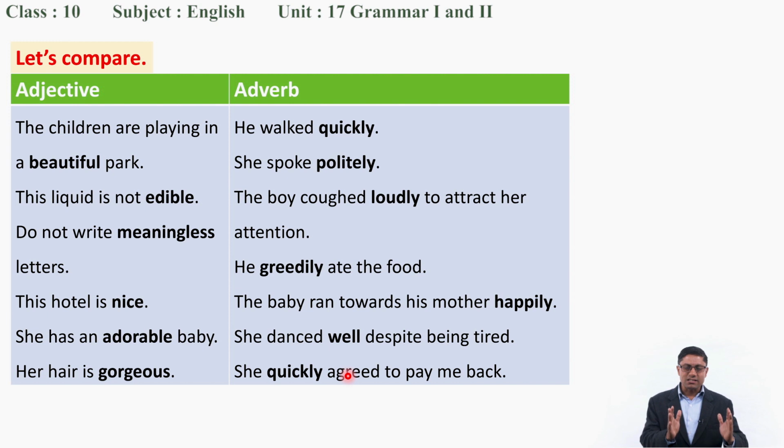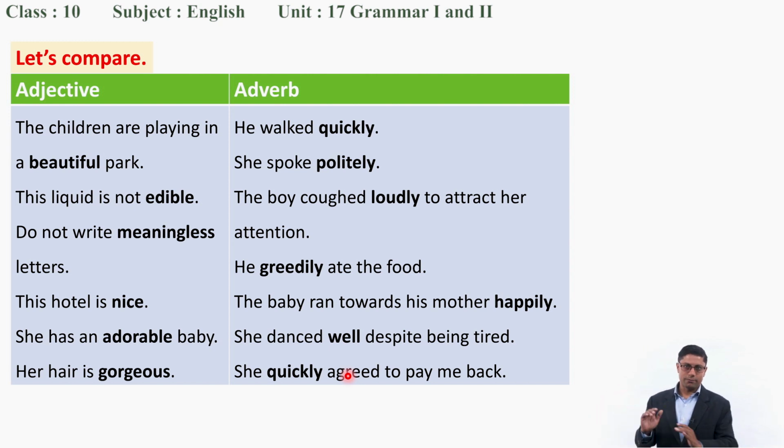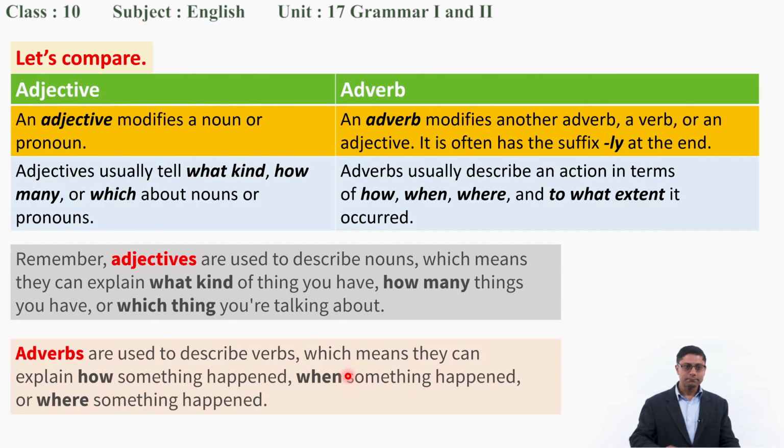So, in this way, adjectives modify nouns or pronouns. Adverbs talk about verbs, adjectives, or sometimes adverbs themselves. So that's the major difference. Let's look at these differences in detail. As we discussed earlier, an adjective modifies a noun or a pronoun. Similarly, an adverb modifies another adverb, a verb, or an adjective. It often has the suffix -ly at the end. Most adverbs do have -ly at the end, especially when they talk about manner.